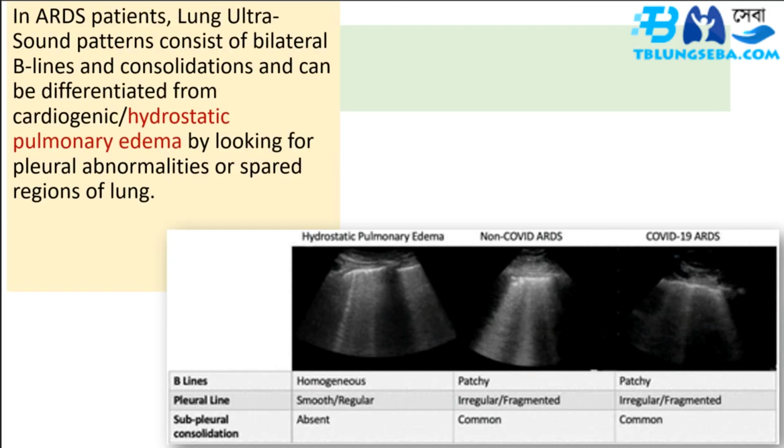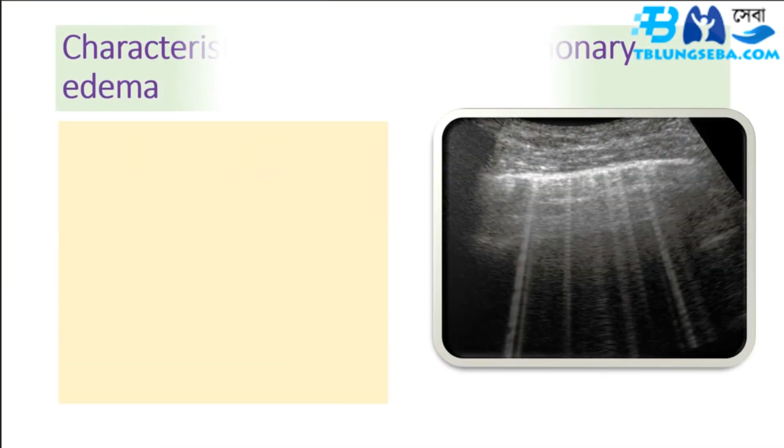In ARDS patients, lung ultrasound patterns consist of bilateral B lines and consolidations and can be differentiated from cardiogenic hydrostatic pulmonary edema by looking for pleural abnormalities or spared regions of lung.